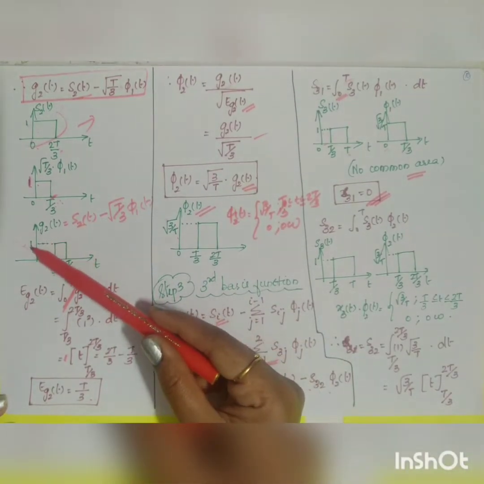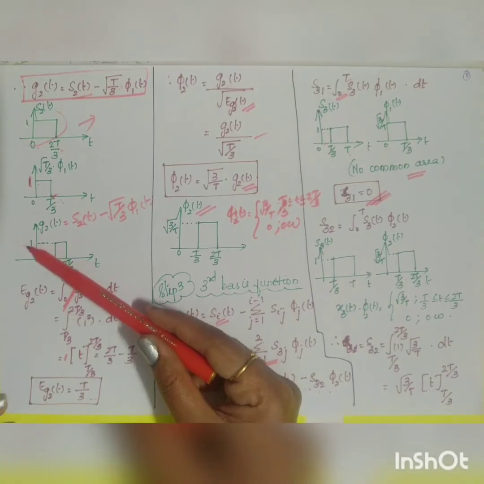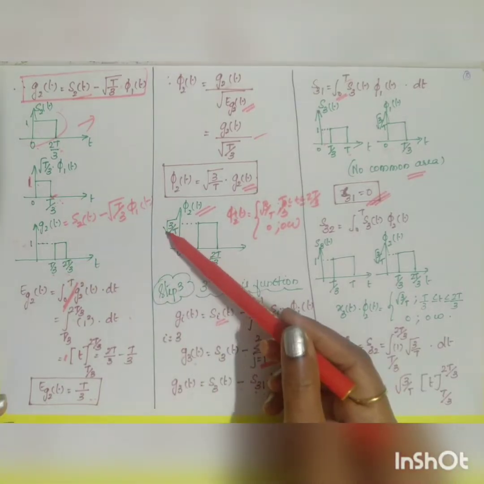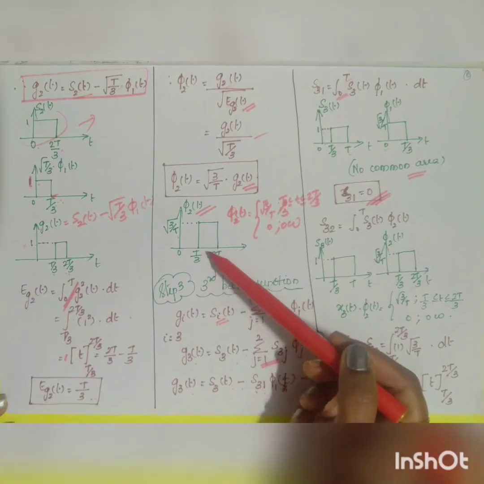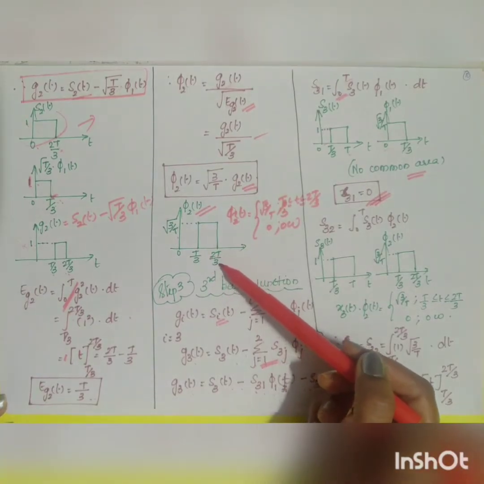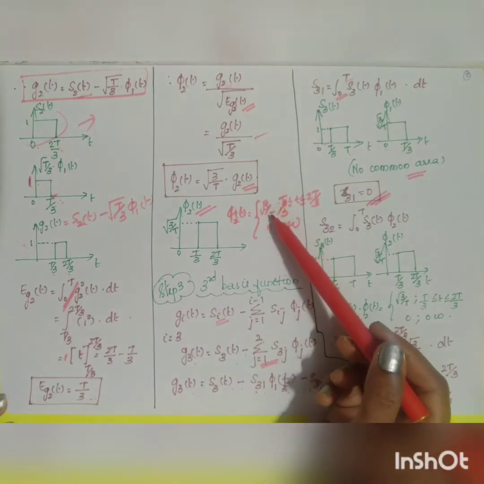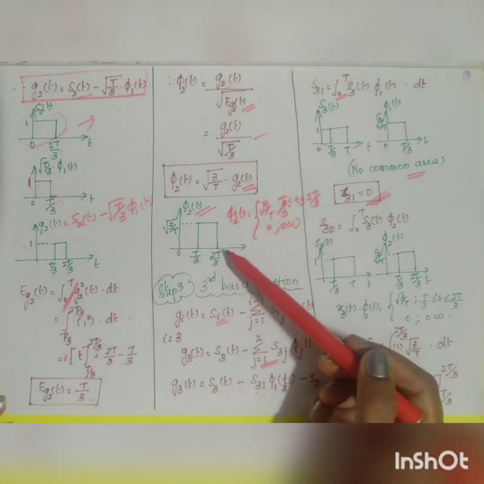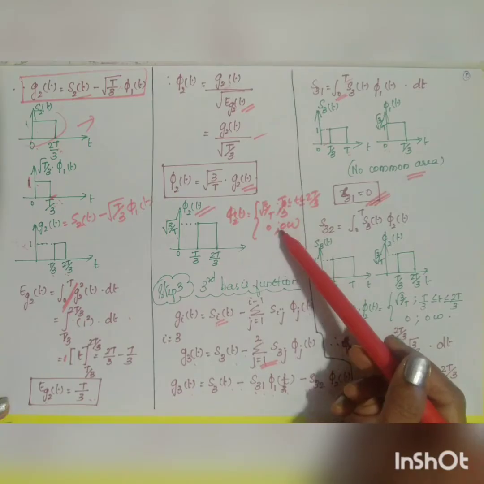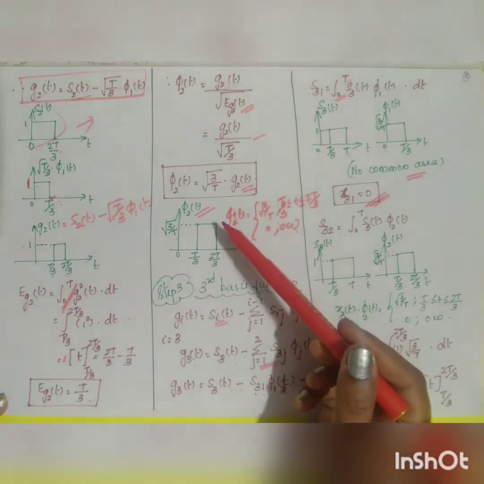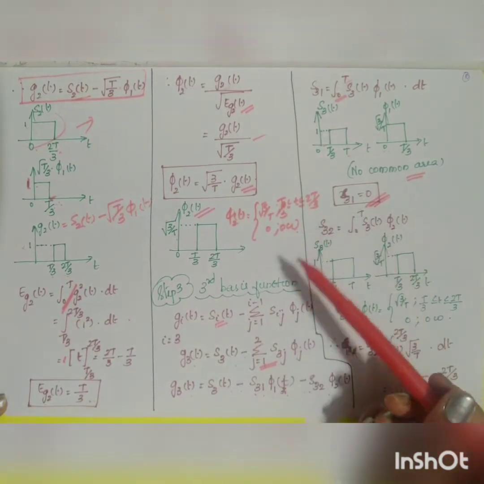So g2 of t, your amplitude is 1. So into root 3 by t, you will be getting the amplitude as root 3 by t. Time period is t by 3 to 2t by 3. Therefore phi 2 of t can be written as root 3 by t for the time duration t by 3 to 2t by 3 and 0 otherwise. Okay, so you have now the second basis function.